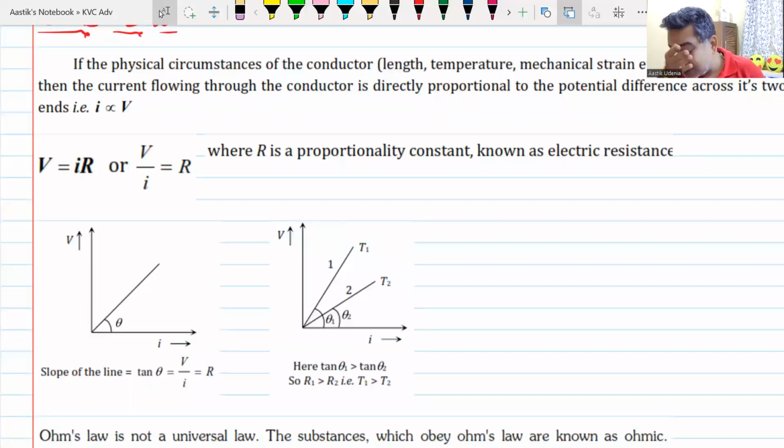Remember, Ohm's law is not a universal law. It's not valid for all bodies. Those substances which obey Ohm's law are known as ohmic substances, and these graphs are only for ohmic substances. If the substances are non-ohmic, these graphs are not valid.